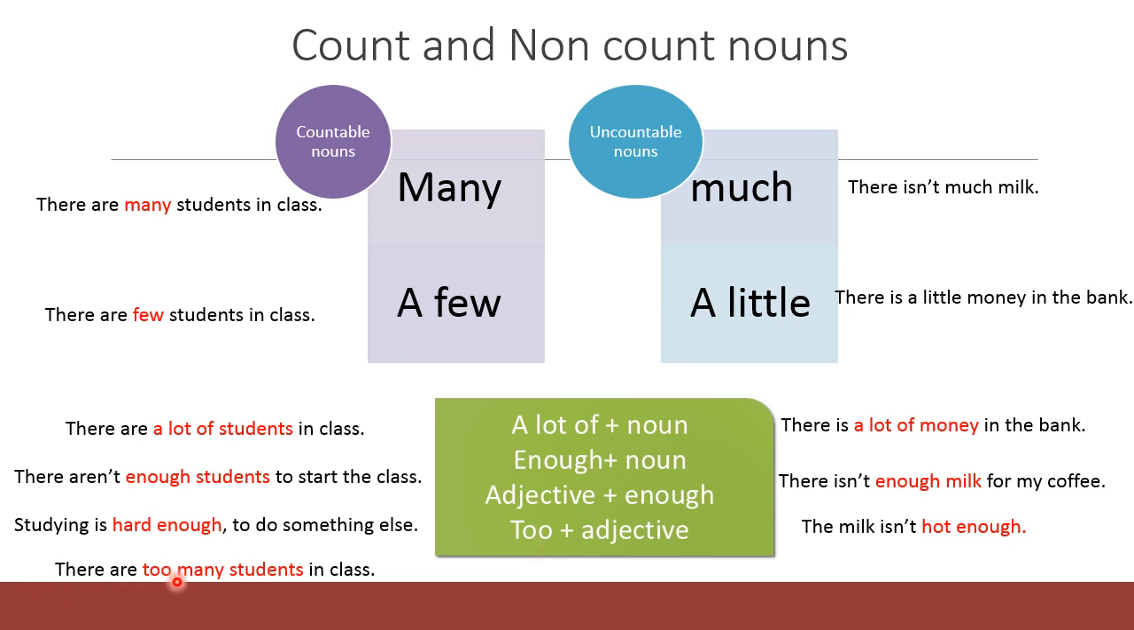There are too many students in class, and with uncountable nouns, there is too much milk in my cup. So remember, with countable nouns, we use many, a few. With uncountable nouns, much, a little. And with both of them, we can use a lot of, enough, and too.